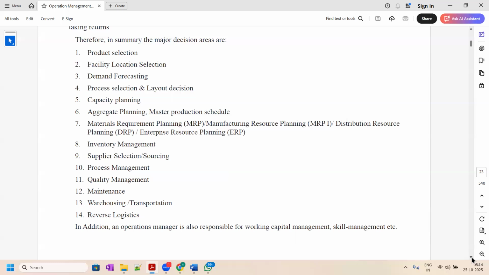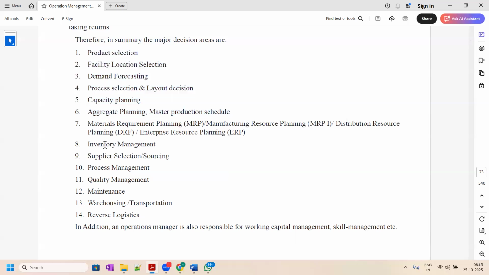I think more or less you know these parameters, either product selection or facility location selection. Already we have mentioned demand forecasting, process selection and layout design, capacity planning, then aggregate planning, meaning planning overall production levels for a given time period. And these five, six points, any doubt? No, sir. Simple thing. Then the next thing is material requirement planning or manufacturing resource planning, distribution resource planning, enterprise resource planning.